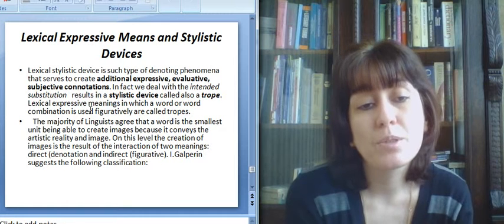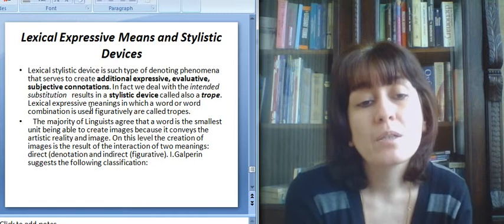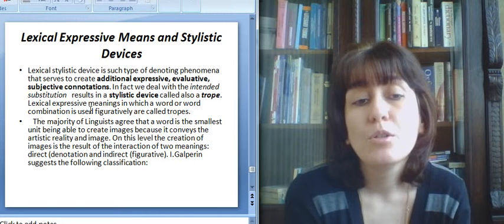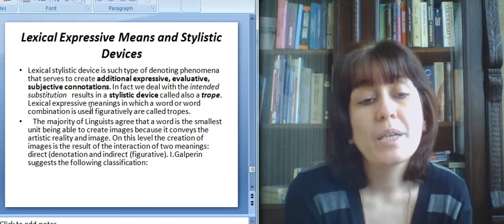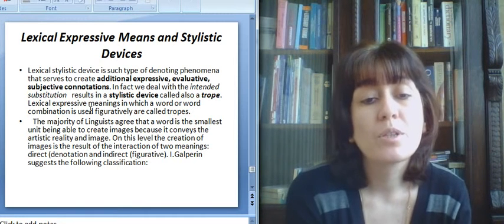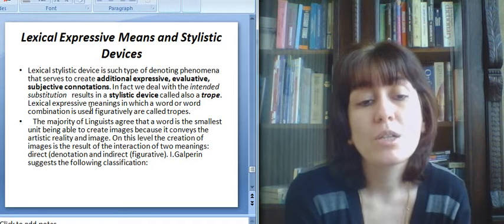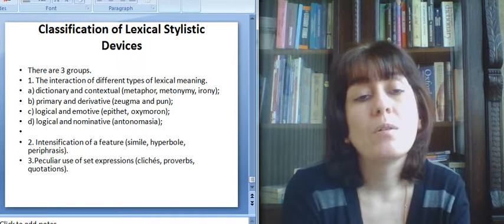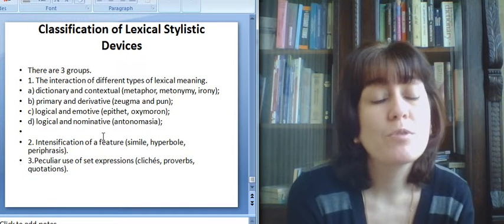A lexical stylistic device is such a type of denoting phenomena that serves to create additional expressive, evaluative, subjective connotations. In fact, we deal with the intended substitution that results in a stylistic device, which is also called a trope. Lexical expressive means in which a word or word combination is used figuratively are called tropes. The majority of linguists agree that a word is the smallest unit being able to create images because it conveys the artistic reality and image. On this level, the creation of images is a result of the interaction of two meanings: direct, denotation, and indirect, figurative.